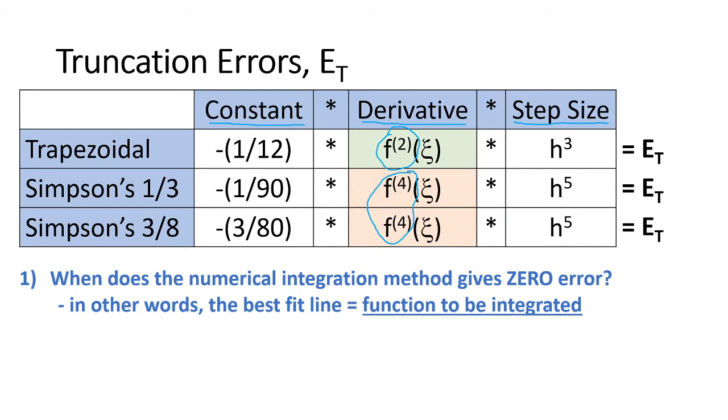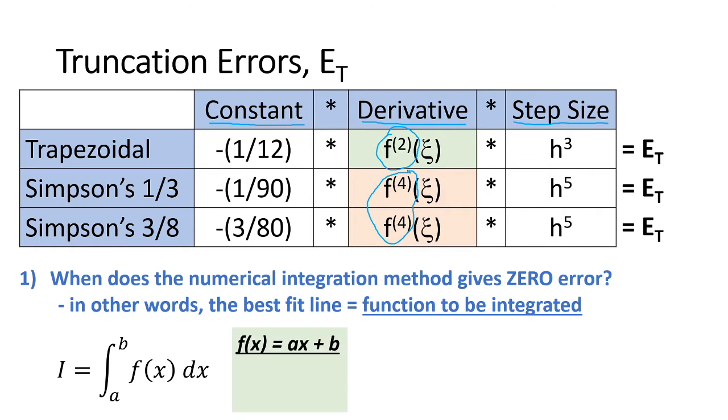So how do we make use of this to determine when the numerical integration method gives zero error? When we are considering the trapezoidal rule, we will be looking at this general form of the numerical integration. The derivative here means the derivative of f(x), the function to be integrated. So let's look at an example.